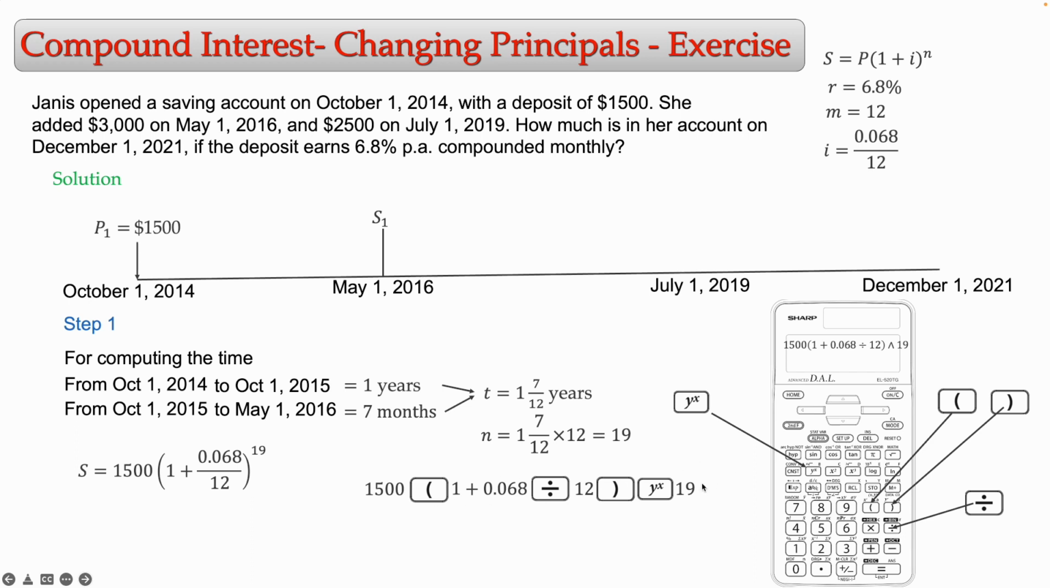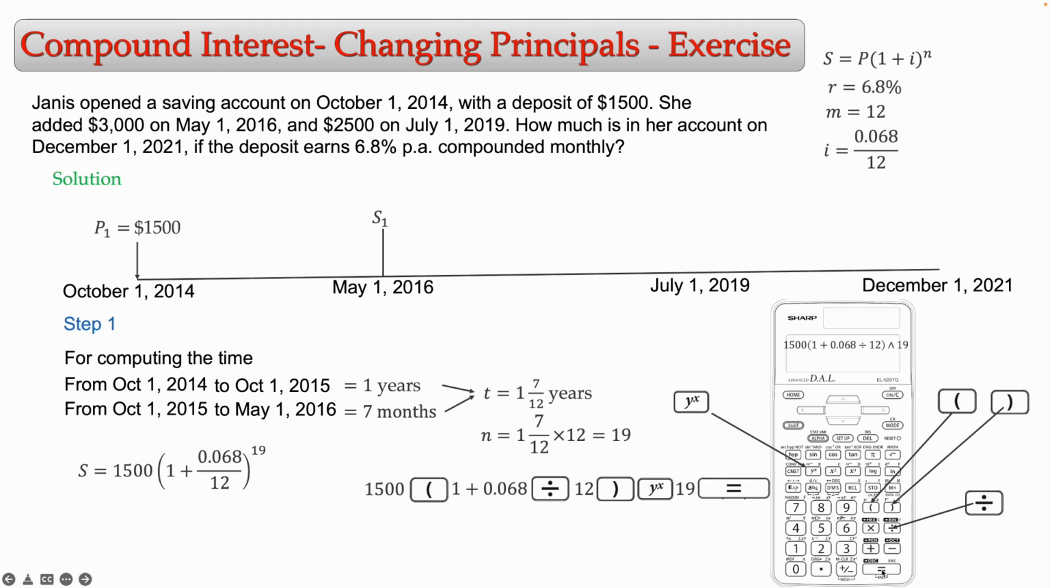Obviously, when you finish typing everything, it will appear on the screen. The symbol that appears on the screen is different from the one that I'm using here. This is y to the x, and here is just the symbol for the exponent. So to the power 19. And then I'm going to press the equal sign key.